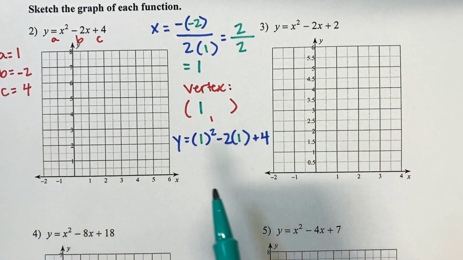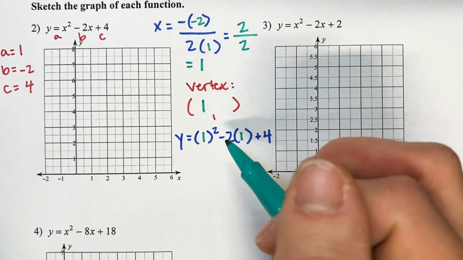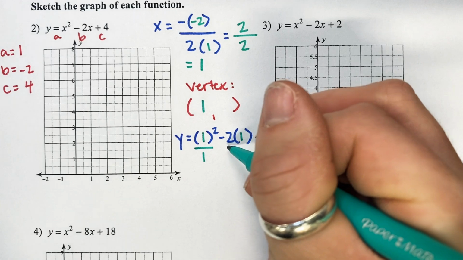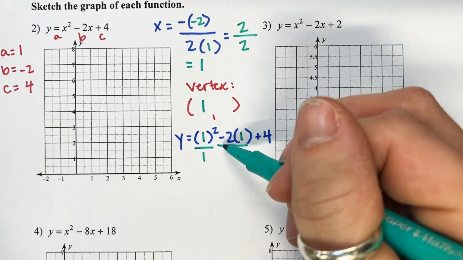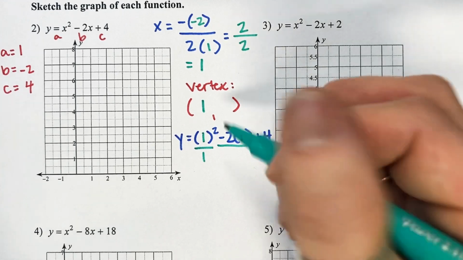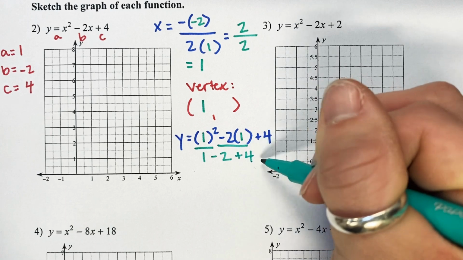Okay, so positive 1 for both those spaces. And now we're just going to solve. So what is 1 squared, or 1 times 1? Just going to give me a 1. Okay, what is -2 times 1? -2 times 1 is -2. And plus 4 on the end.